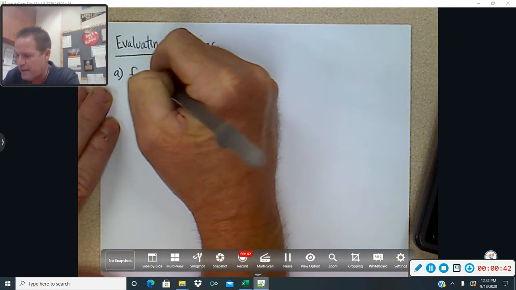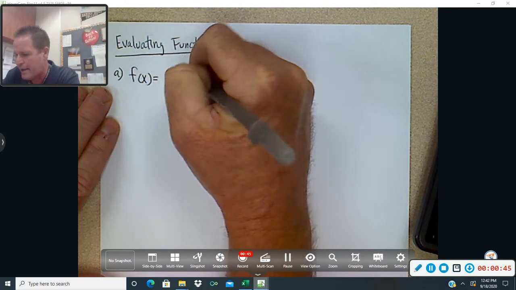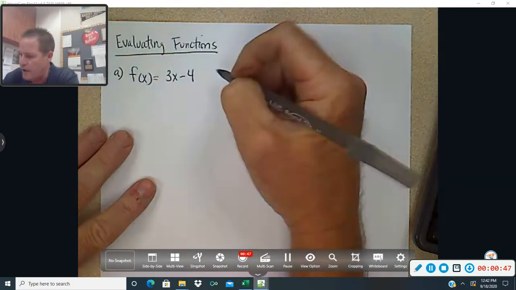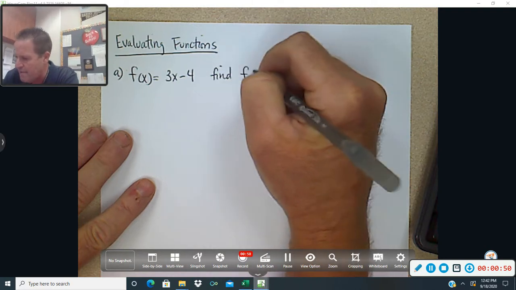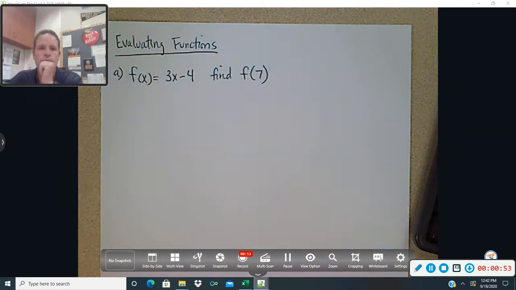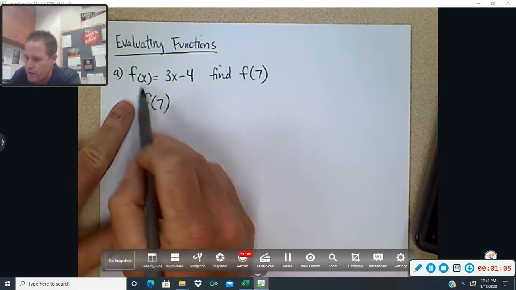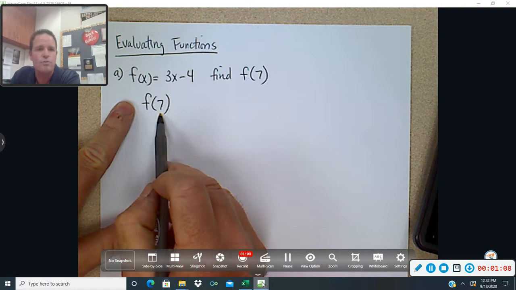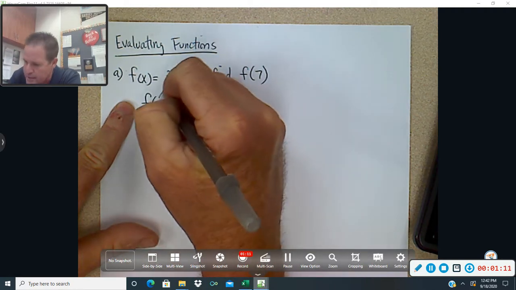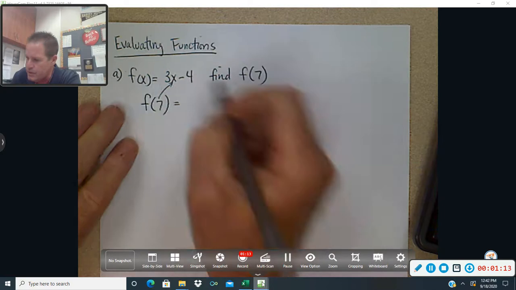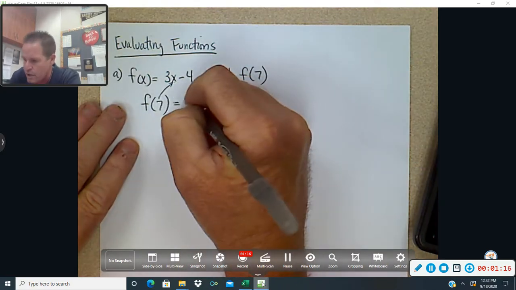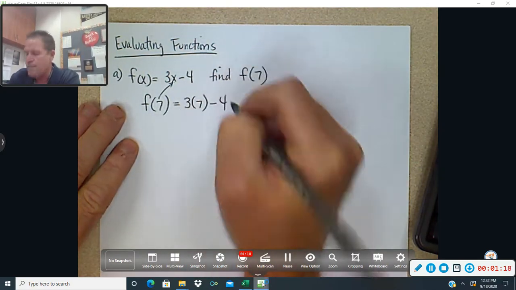They're going to have f of x equals maybe 3x minus 4. And then they're going to say find f of 7. Not very hard to do, but you got to know what to do. That's the whole key here. So pretty simply, here's all you're going to do. To find f of 7, you're replacing the x with 7. So you're going to plug in the 7 into your function as x. So we're going to have 3 times 7 minus 4.